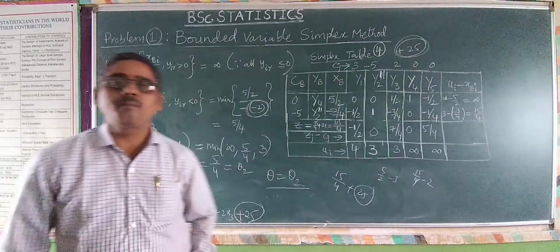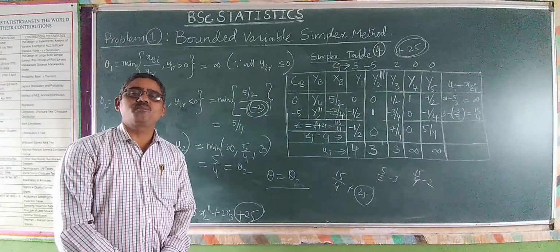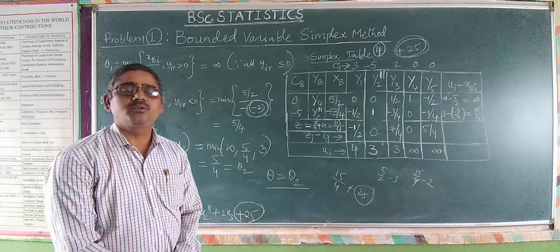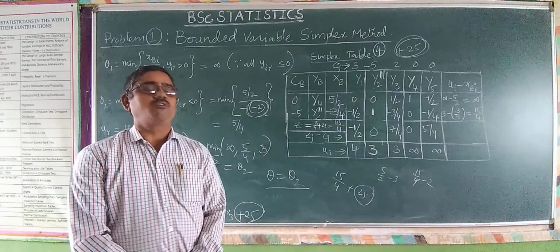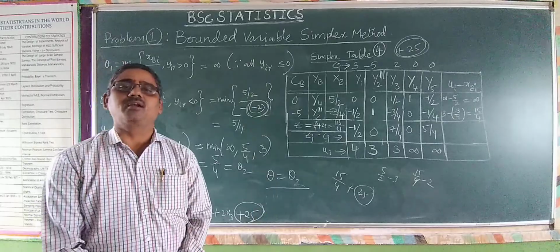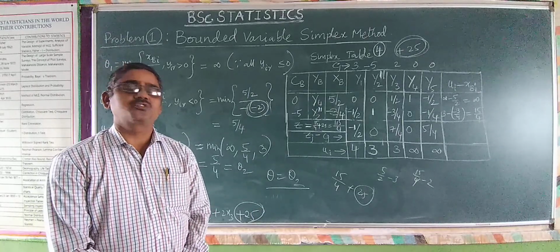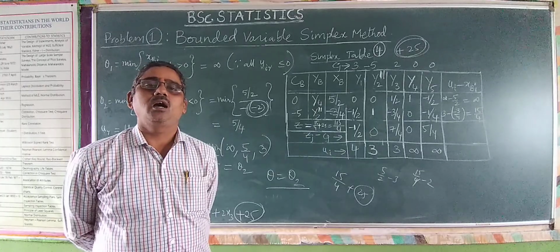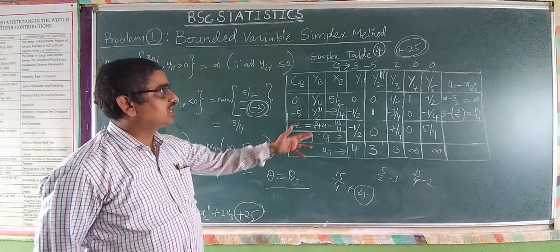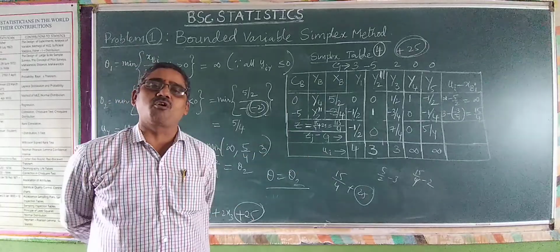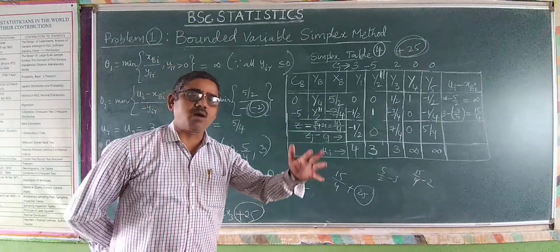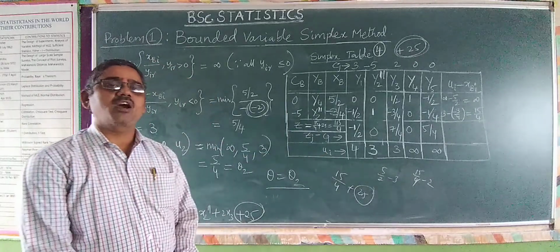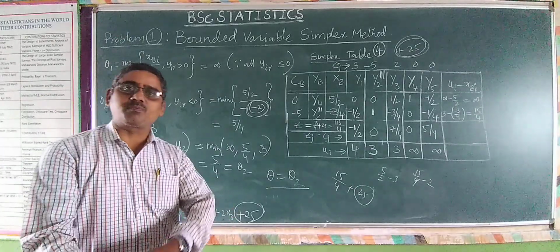Welcome back. This is part 5. Part 5 of problem 1 of bounded variable simplex method. So at the end of part 4, we have finished the simplex table 4. But in part 4, we were studying part 4 and this is part 5.